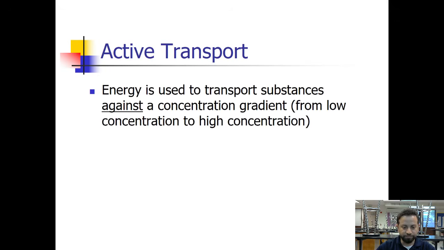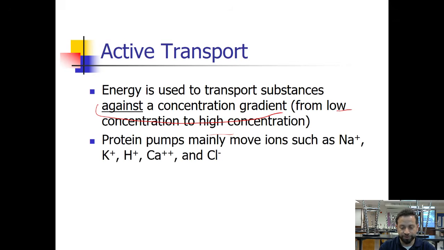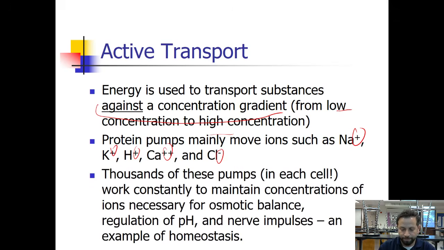Okay, active transport. Energy is used to transport substances against a concentration gradient. What does that mean? That means it's going from low to high. Remember before we were going from high to low in passive transport, and active we're going to go from low to high. It requires energy, requires protein pumps. Protein pumps mainly move these ions that you can see right here. Why are they called ions? Because they have charges. That's why they're called ions.